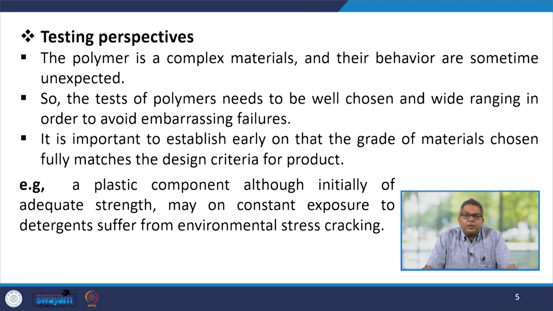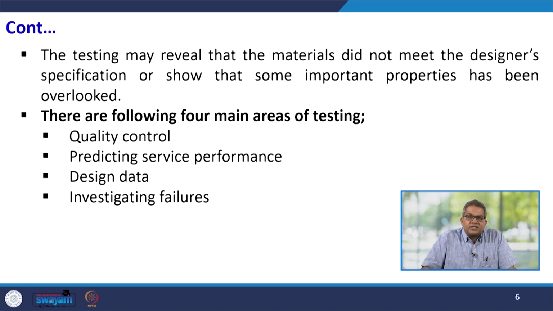So their behavior needs to be addressed and studied. The tests of the polymer samples are needed, and they should be well chosen and wide ranging in order to avoid any kind of embarrassing failure. Now it is important to establish early on that the grade of material chosen fully matches the design criteria of the product. Like a plastic component, although initially it has adequate strength, on constant exposure to detergent it may suffer environmental stress cracking. Now testing may reveal that the material did not meet the designer's specification, or show that some important properties have been overlooked.